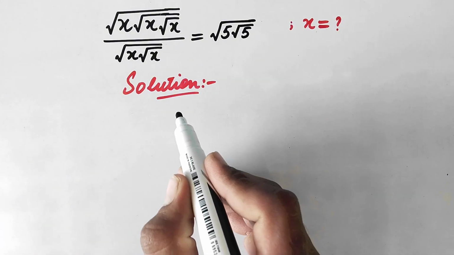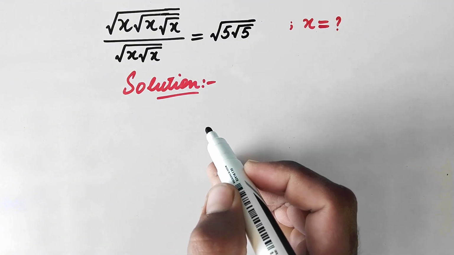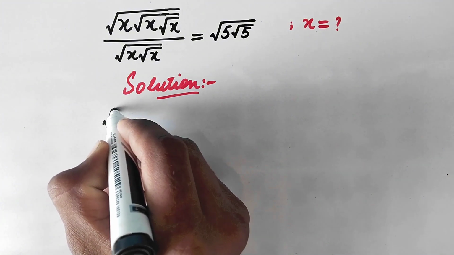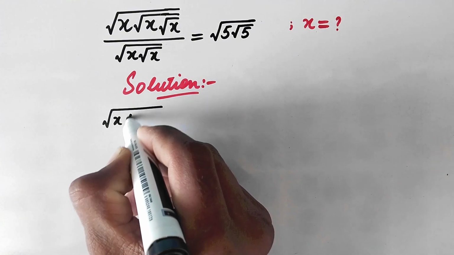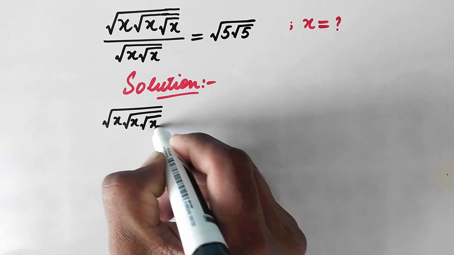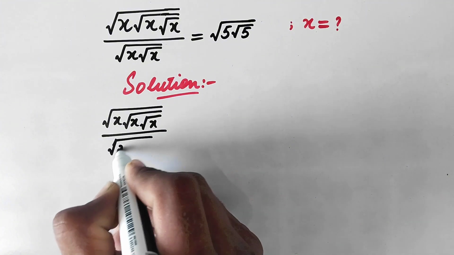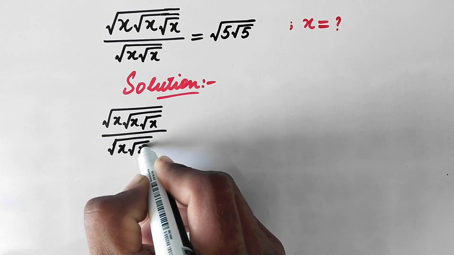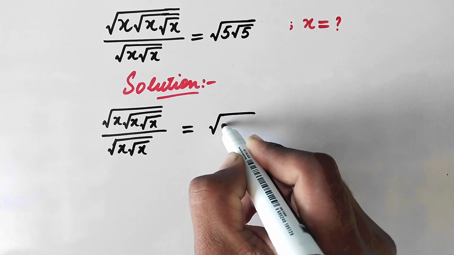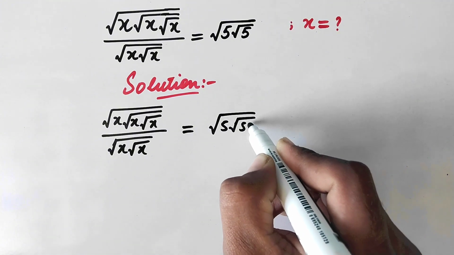So here in the first step, we will rewrite the original equation and then we will raise both sides to the power of square. So here is square root of x times square root of x times square root of x divided by square root of x times square root of x is equal to square root of 5 times square root of 5.